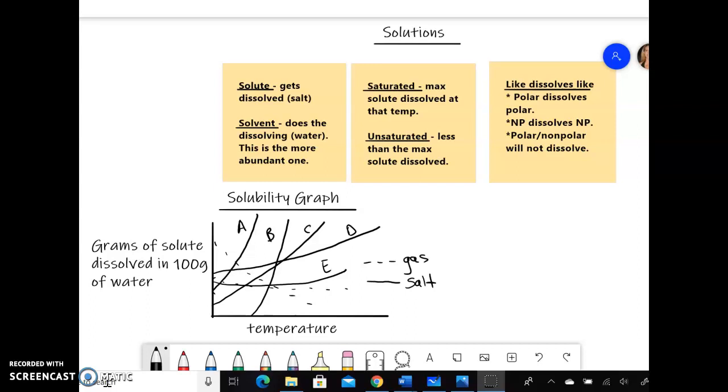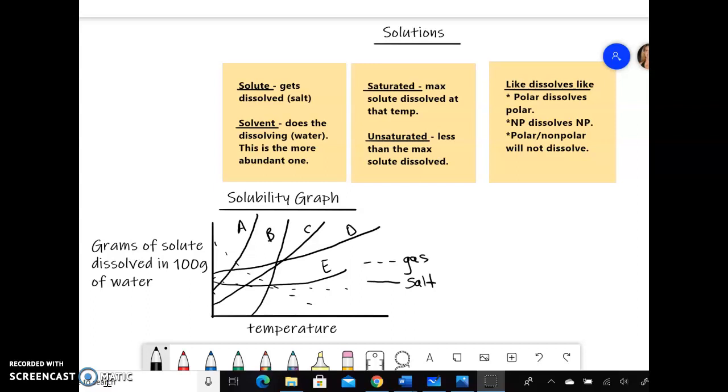It also matters how much the temperature is. So for solids and liquids, the higher the temperature, the more stuff you can dissolve. So if you like your tea really sweet, if you have hot tea, you can actually dissolve more sugar into the hot tea than you can into the cold tea. And once you've reached the saturation point, once it has dissolved as much as it can, if you added more sugar to it, it would just sink down to the bottom of the cup and it wouldn't actually dissolve into the tea.